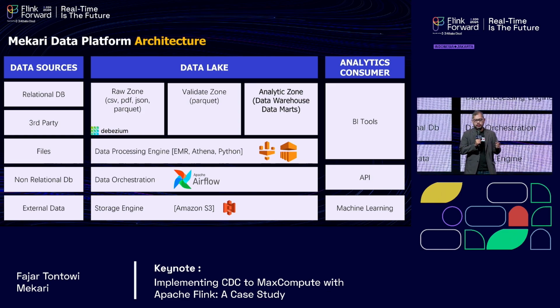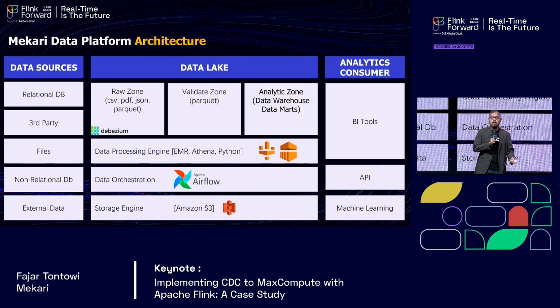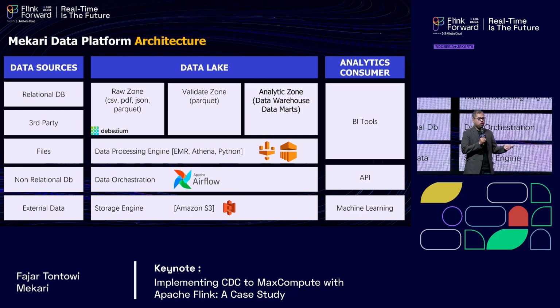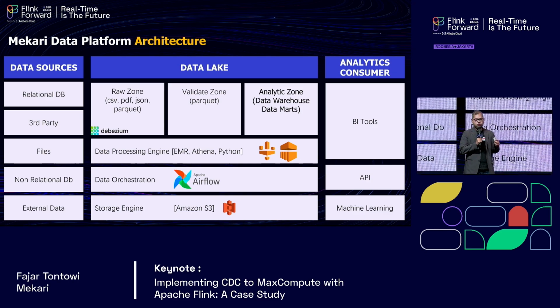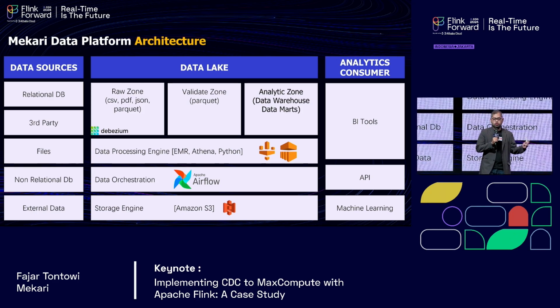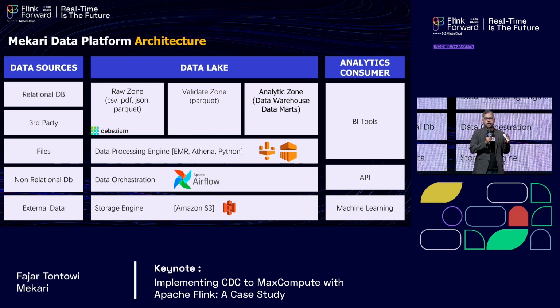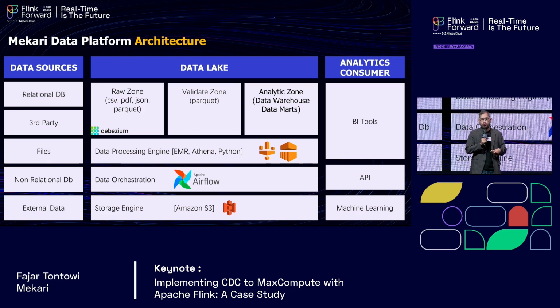And after the validated zone in Parquet files, BI or analytics teams can create data marts or data warehouses, using Athena to query the validated zone. For data processing engines, we have EMR, Athena, and Python. For the data from the raw zone and validated zone, to do processing, transformation, standardization, and cleansing, we use EMR with Spark. So Spark jobs will be running on EMR to process the data from raw to validated.